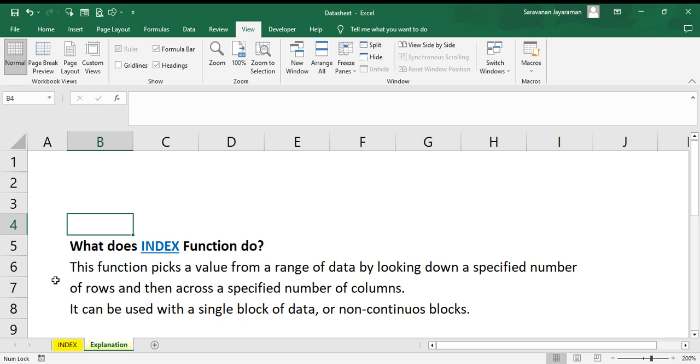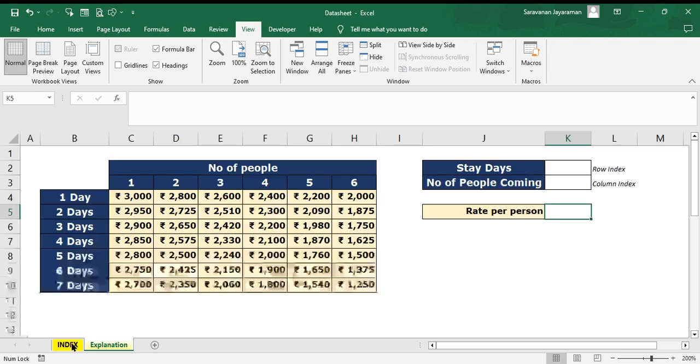So, what does this function do? This function picks a value from a range of data by looking down a specified number of rows and then across a specified number of columns. It can be used with a single block of data or a non-continuous block. Let's understand with an example.